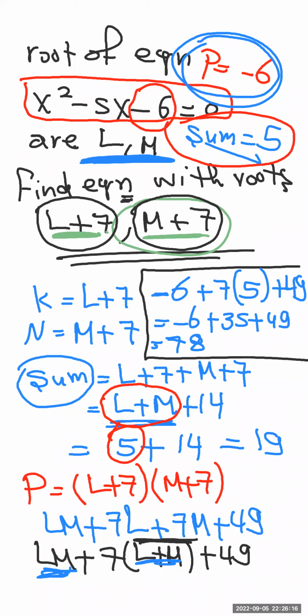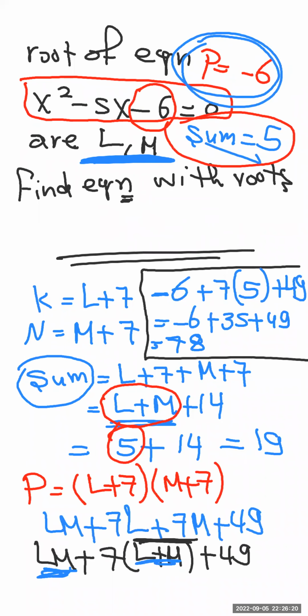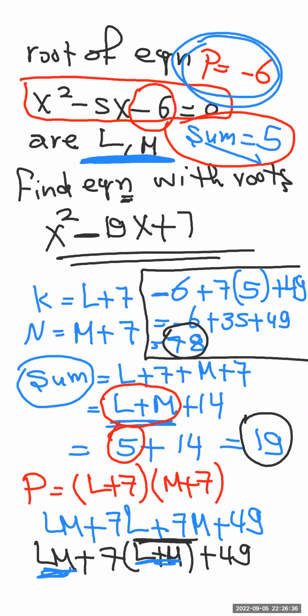So now we can write the equation. I'll write it up there. x squared minus sum, where is the sum? 19. 19x plus product 78 equals 0.